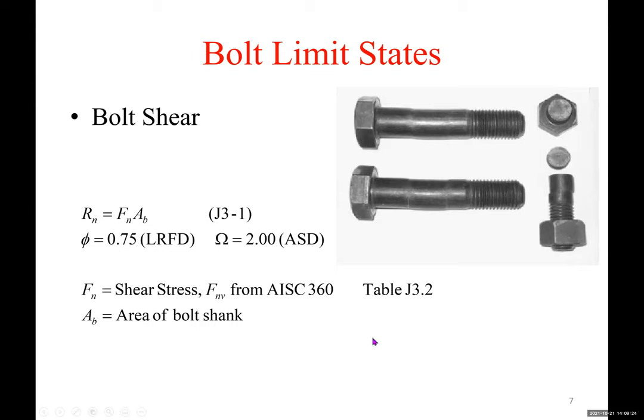Fillet weld strength. So for the weld limit states, we have the J2-3 equation, which is the nominal stress of the weld material multiplied by the effective area of the weld material, okay? So fillet weld is the commonly used one and also the recommended one. So the nominal stress of the weld material is 0.6 times FEXX, and FEXX is the strength of the weld electrode, okay? And the effective area is 0.707 times the weld size times the length of the weld, okay? So that's how we calculate that.